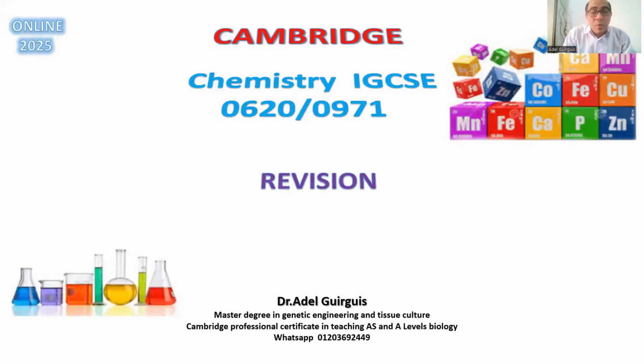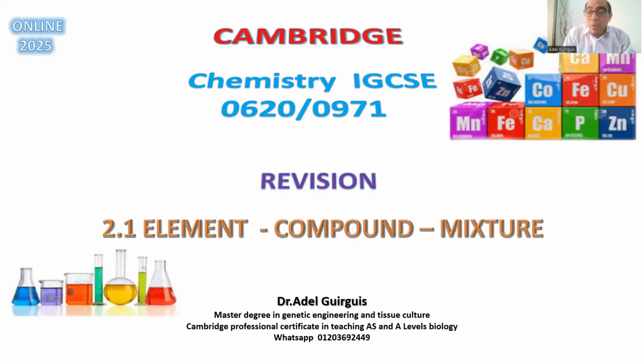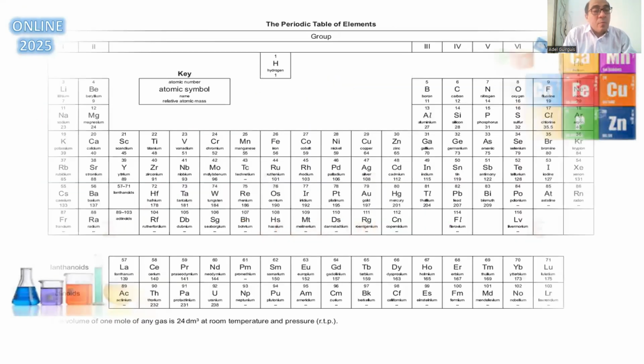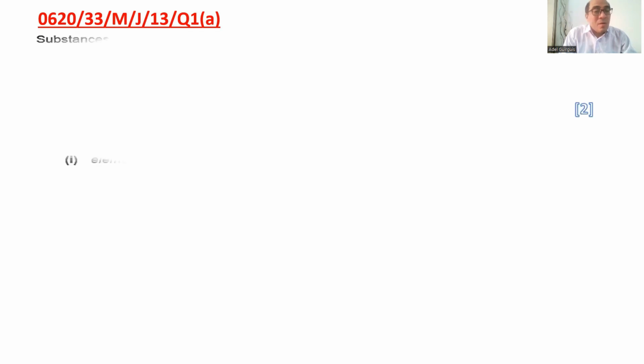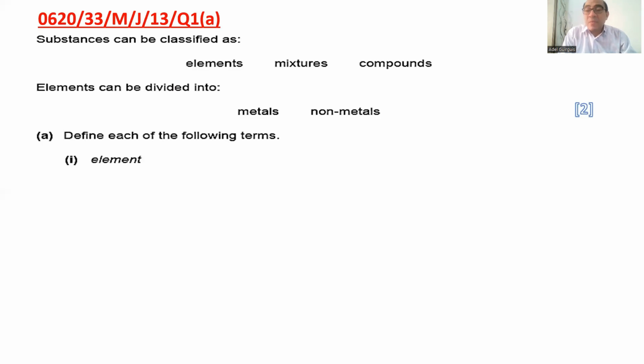Today we will revise one question about element, compound, and mixture from the previous exam, paper 33, May/June 2013, question number 1, letter A. Substances can be classified as elements, mixtures, and compounds. Elements can be divided into metals and non-metals. Define each of the following terms.